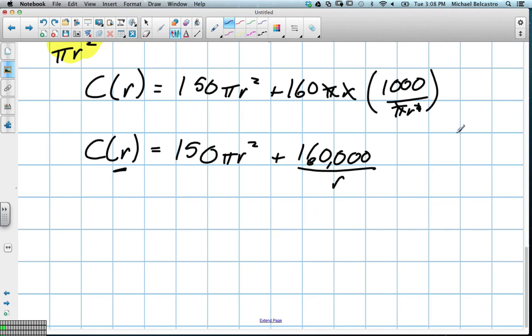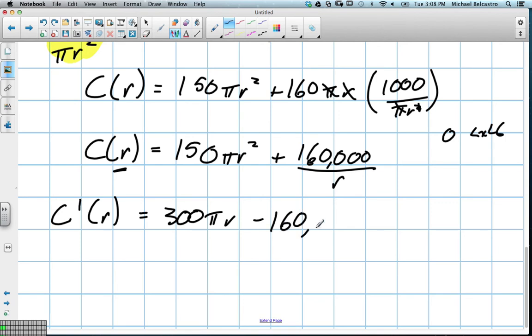Now that we've done that, we know our critical values are between 0 and 6. Okay? So because of that, we need to see if there are any other critical values involved. So we're going to derive the cost function in terms of r. When we derive this, this will become 300 pi r, and this will become negative 160,000 over r squared. Okay? So this is the derivative of our function now.